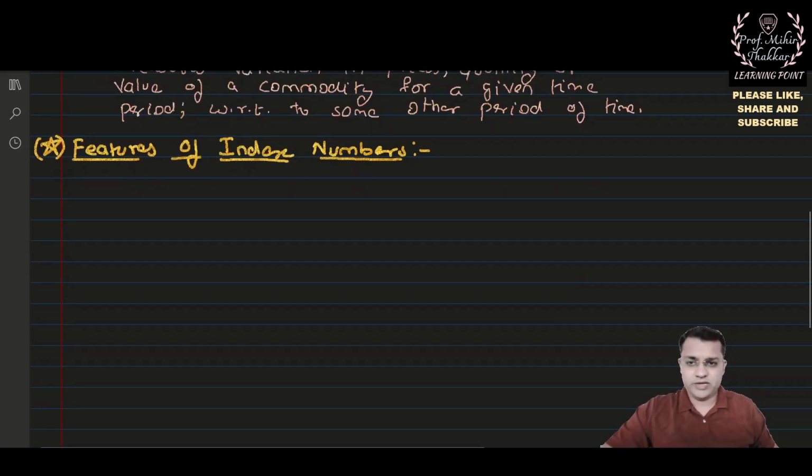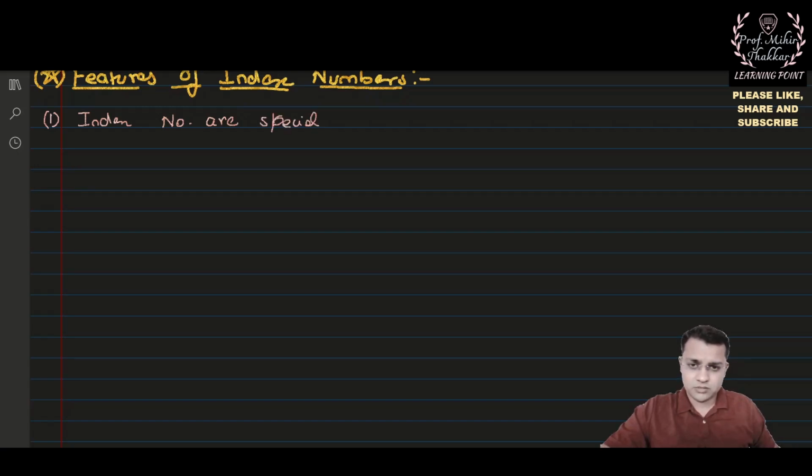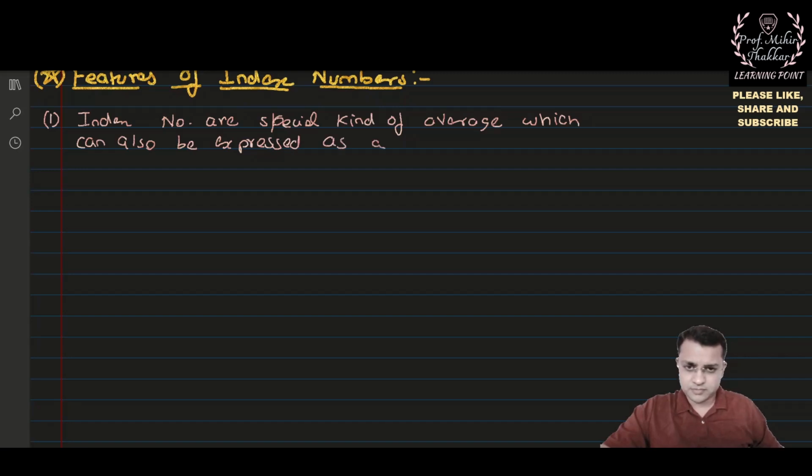So guys, the next thing that you have is the features of the index numbers. There are some very simple features of index numbers that we need to learn and remember, because this can be a question that you may be asked as a long question. So the features, I'll give it to you. You can also write it along with me, all of you guys. Point number one is that index numbers are special kind of average which can also be expressed as a percentage.